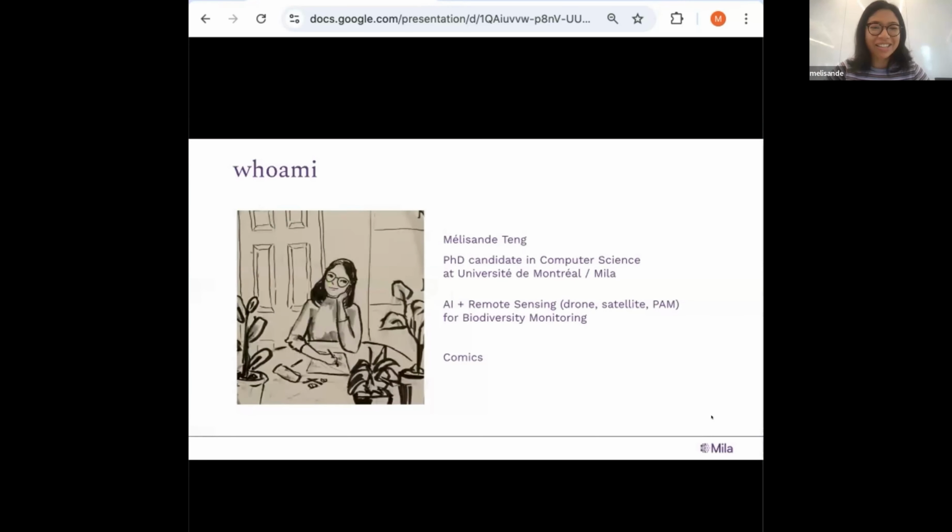As Olaf said, I'm Mélisande Teng. I'm starting my 5th year of PhD here in Montreal in Quebec, Canada. Most of my work has revolved around AI and remote sensing, whether this is using drone imagery or satellite imagery or passive acoustic monitoring for biodiversity monitoring. And one thing I also like doing is drawing comics.